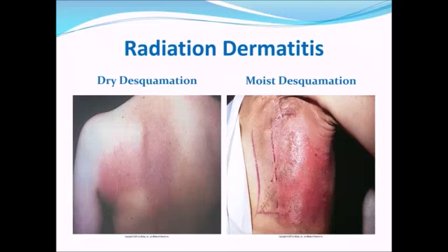As we continue with the radiation, this will often progress to what we call moist desquamation, where you're now having the formation of blisters that may open or actual breaks in the skin. And you can see in the picture on the right, it's become much more red, raw, and it's moist. Okay, so with this, your patient may require a dressing.